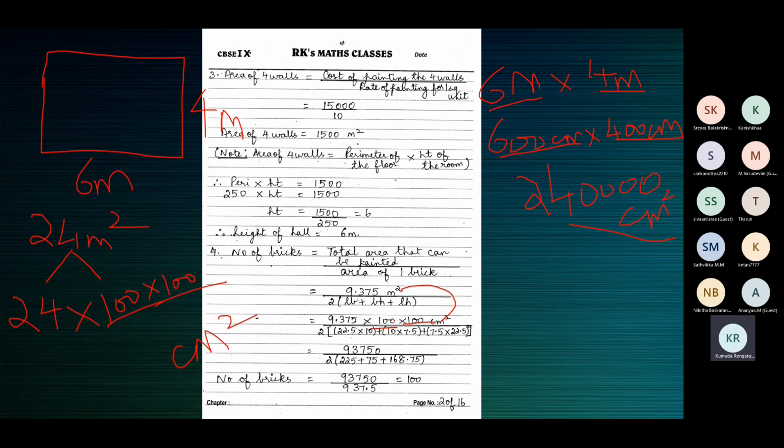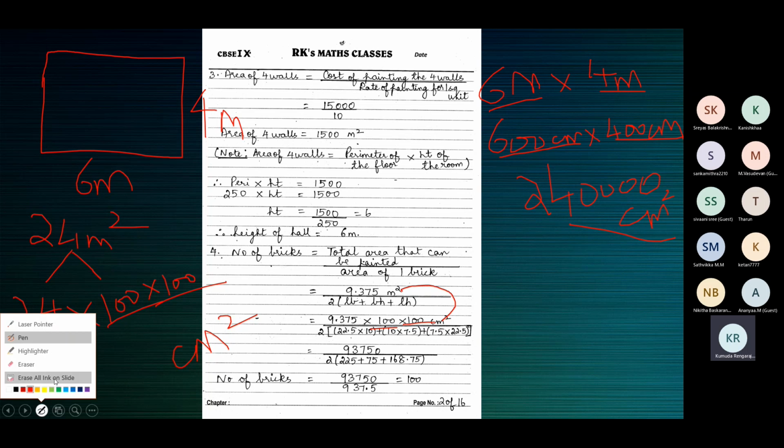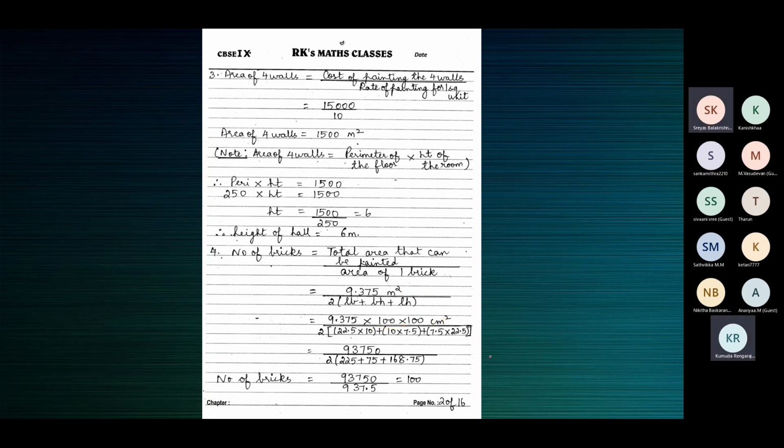Calculation is very important. You need to multiply the right things, add the right things. So 2 into LB, you need to multiply L and B, B and H, L and H. Now we have three products here. These three products must be added and then multiplied by 2.